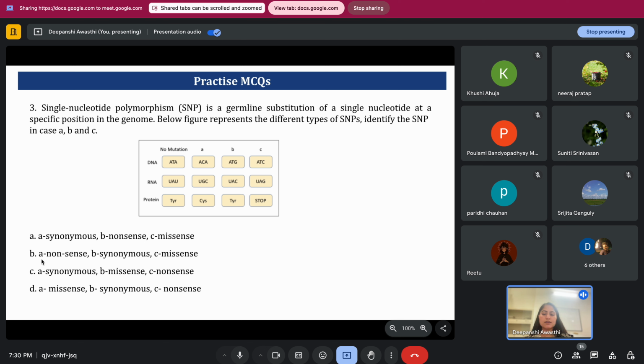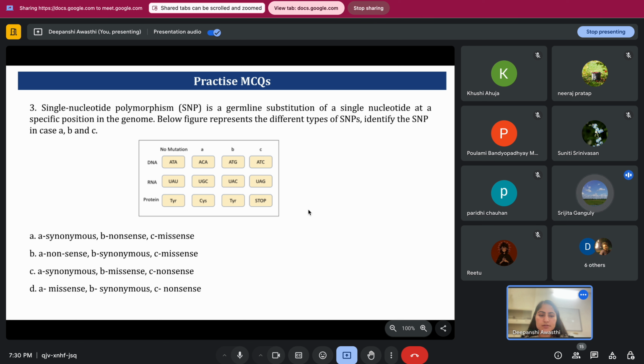Similarly, in option B, A is nonsense, B is synonymous, C is missense. In C, A is synonymous, B is missense, C is nonsense. And in D, A is missense, B is synonymous, and C is nonsense. So we have already discussed mutations. I hope you will be able to answer this.